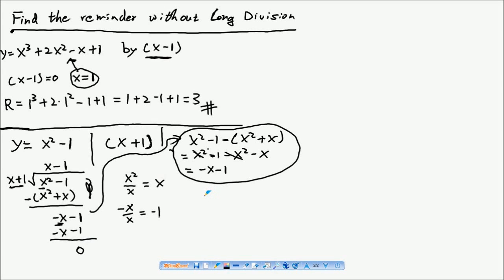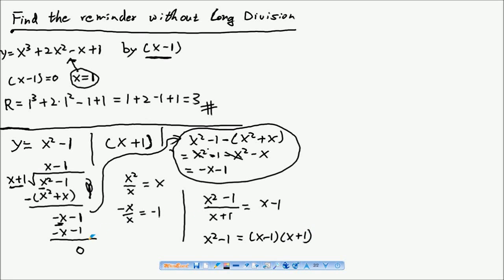We can say that x squared minus 1, divided by x plus 1, equals x minus 1 on the top. Okay, and we rearrange it. We have x squared minus 1 equals (x minus 1)(x plus 1).